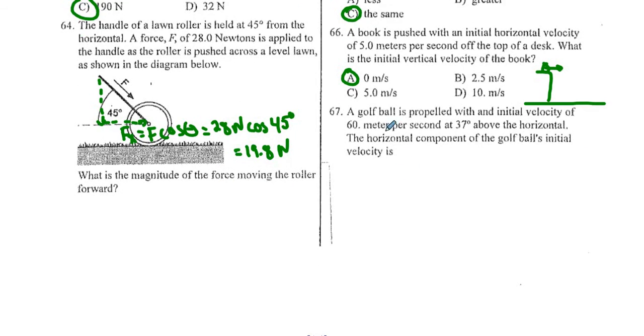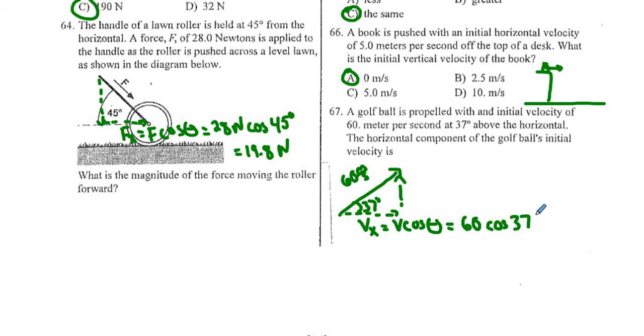All right, 67. It says a golf ball is propelled with an initial velocity of 60 meters per second at 37 degrees above the horizontal. Find the horizontal component of the golf ball's initial velocity. So I have a picture that looks like this. I have my 60 meters per second and my 37 degrees above the horizontal, and I'm asked to find that x component. This is the adjacent side, so this is v cosine theta. So I have 60 times cosine 37. Throw that in, and I got 48 meters per second.